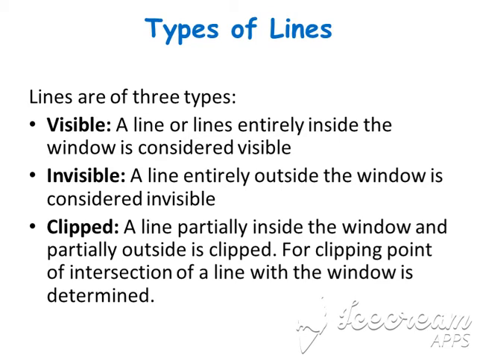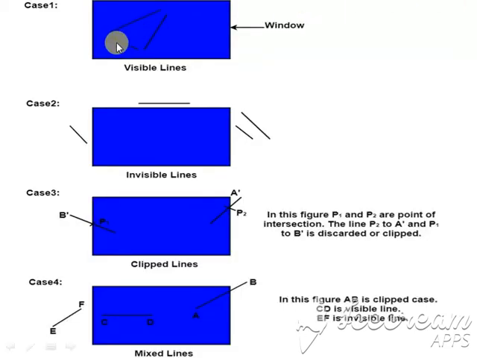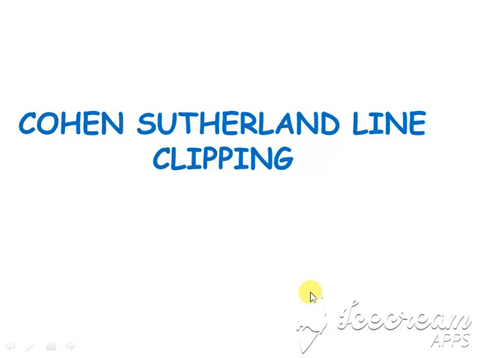For example, in case 1, these three lines are entirely inside the window, so we call them visible lines. In case 2, all the lines are outside the window, so we call them invisible lines. They have to be removed. Then the third case, partially inside the window and partially outside the window. For this purpose, we have to find the intersection point. The line outside has to be clipped.